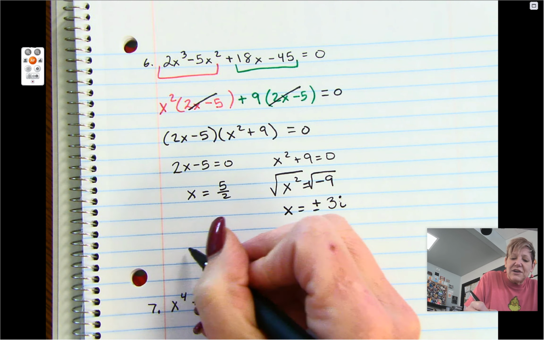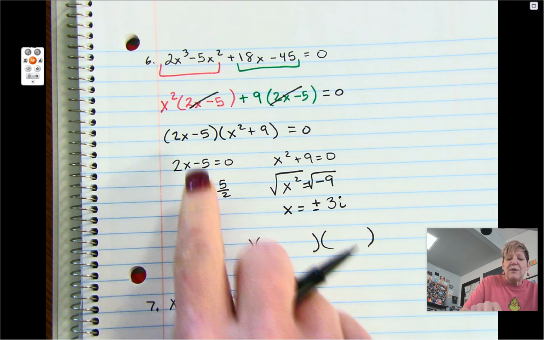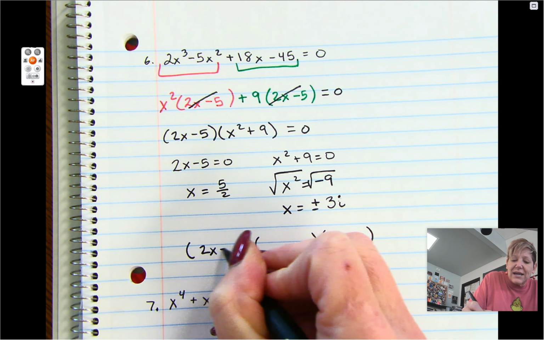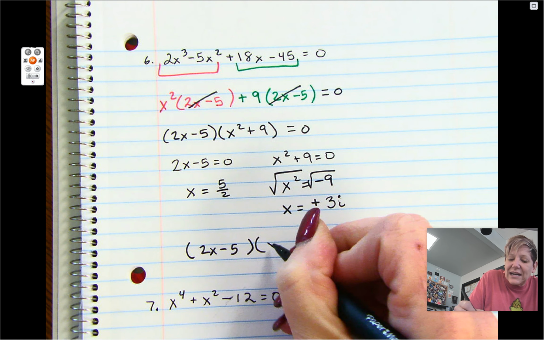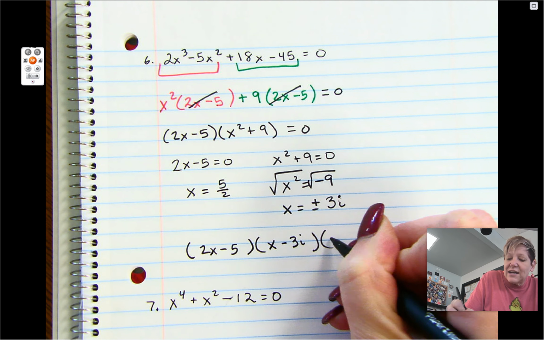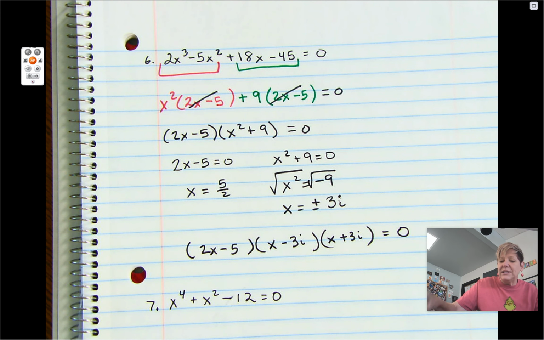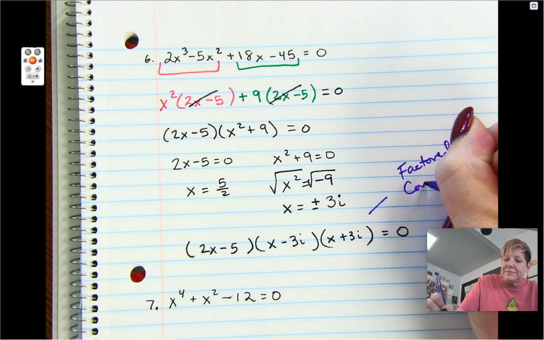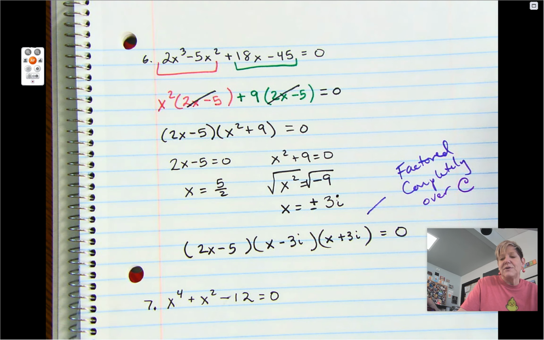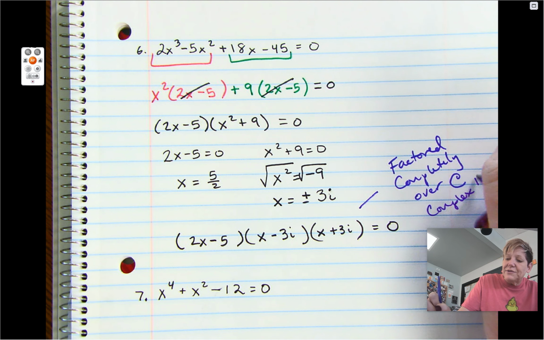So if I want this factored completely over the set of complex numbers, then I would need this factor 2x minus 5. And I would also need these as factors. So I would need an x minus 3i and an x plus 3i. And this is actually factored completely. You write that, factored completely over the complex numbers, capital C, curly like that, or complex numbers.